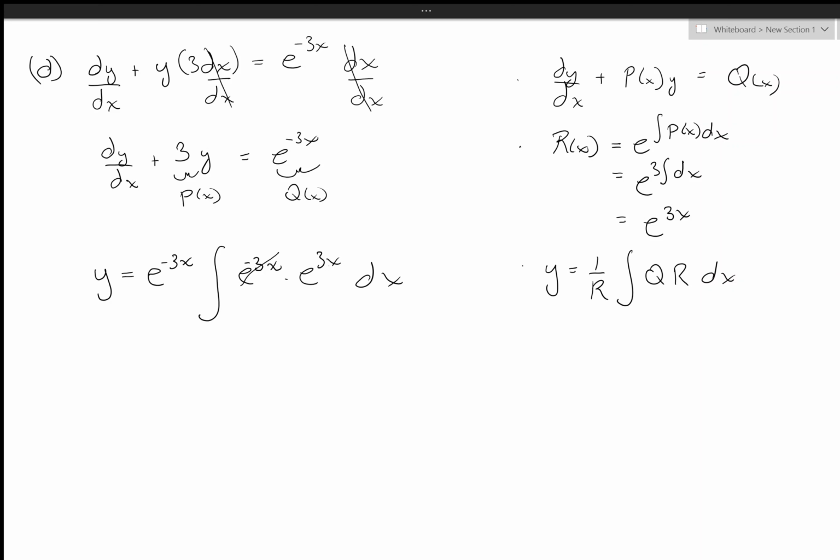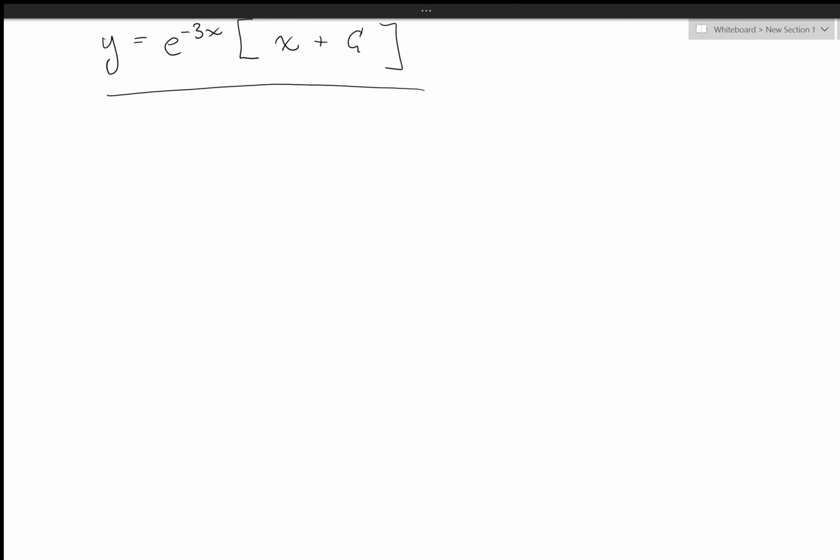So these cancel, and what we get is the integral of e to the 3x... this is just x plus some constant. And that's it. We've solved our differential equation. Okay. So this is the solution to that differential equation. All right, let's do another example. I'm going to leave this one there. And we'll call this example E.